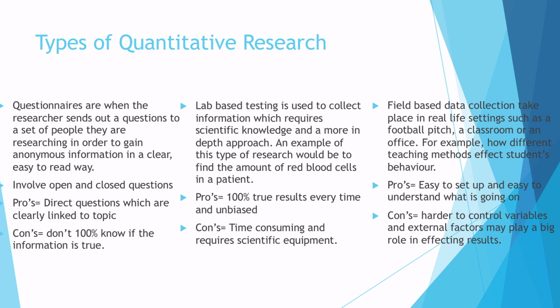Moving on to types of quantitative research now. The first type of quantitative research method I will be talking about is questionnaires. These are when the researcher sends out questions to a set of people they are researching in order to gain anonymous information in a clear, easy to read way.